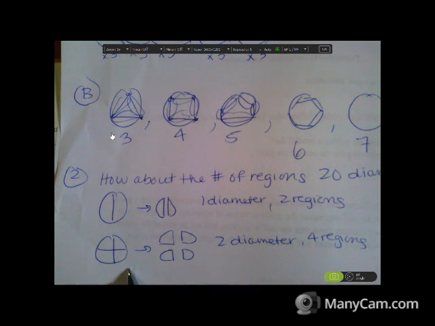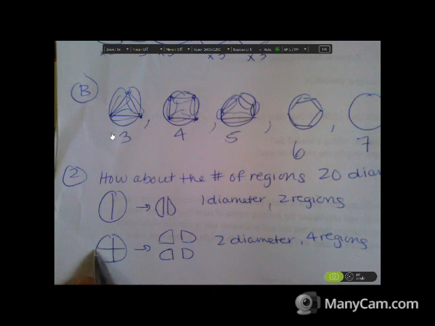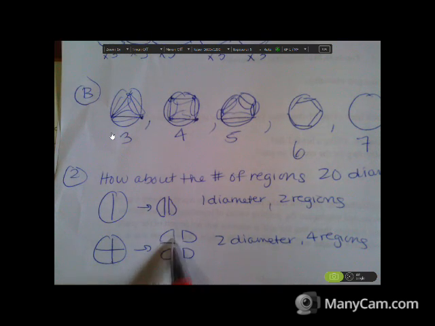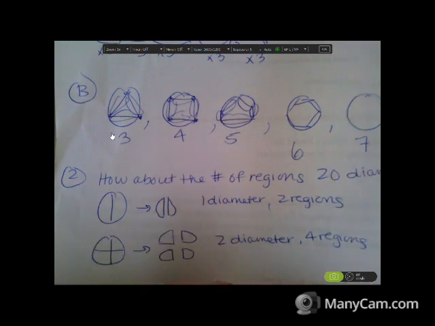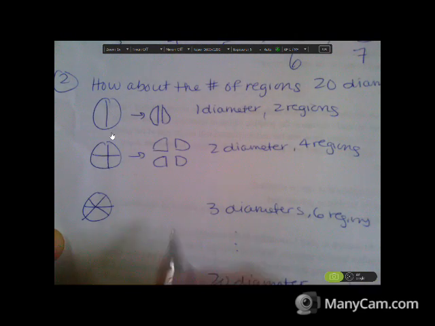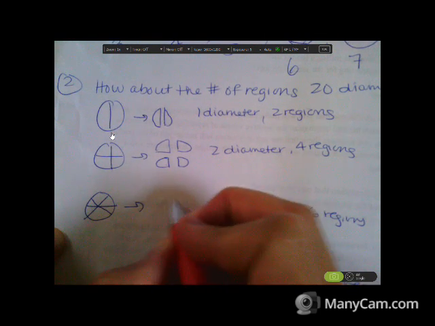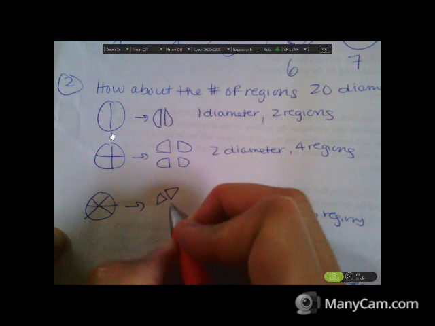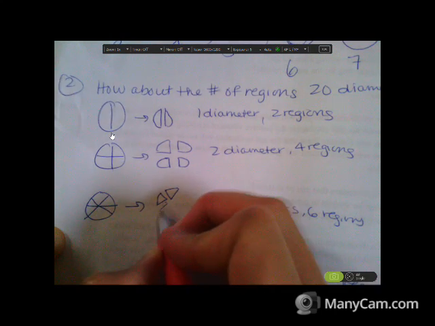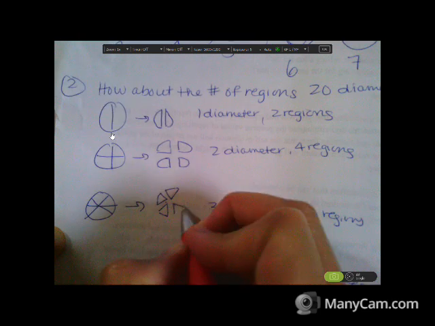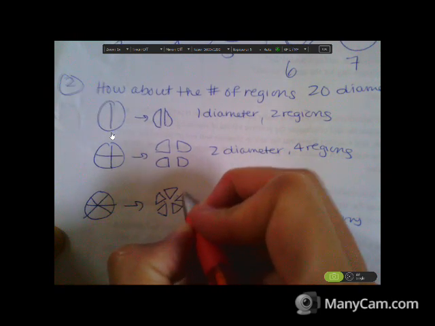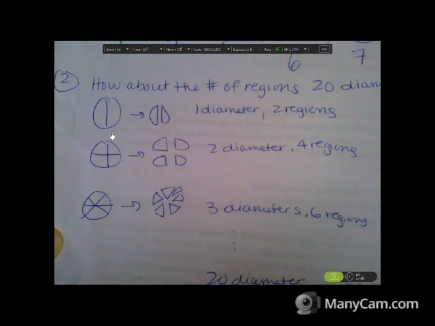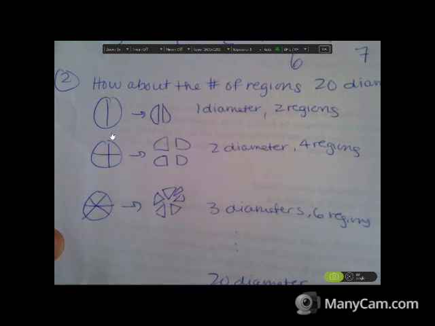2 diameters, when you slice this with 2 diameters, you get 4 regions. So 2 diameters, 4 regions. And how about when we do 3 diameters? I can't draw this very well, so we can try. When you use 3 diameters, you actually get 6 regions. This is looking more like candy corn, but use your imagination. Alright, so 6 regions. So how about when you have 20 diameters?